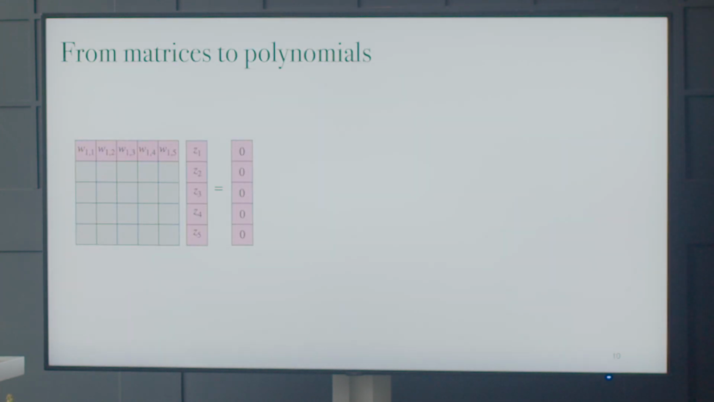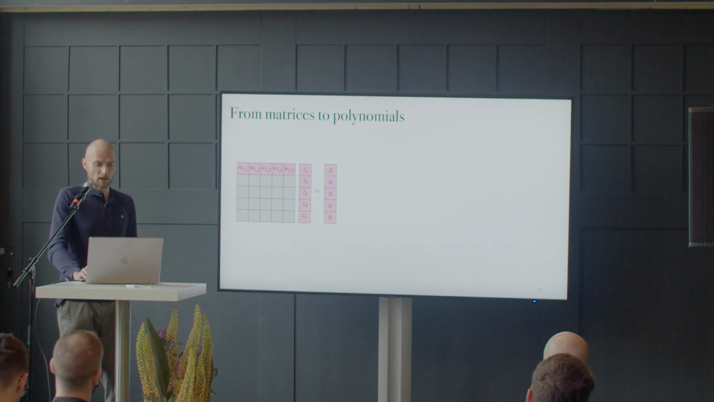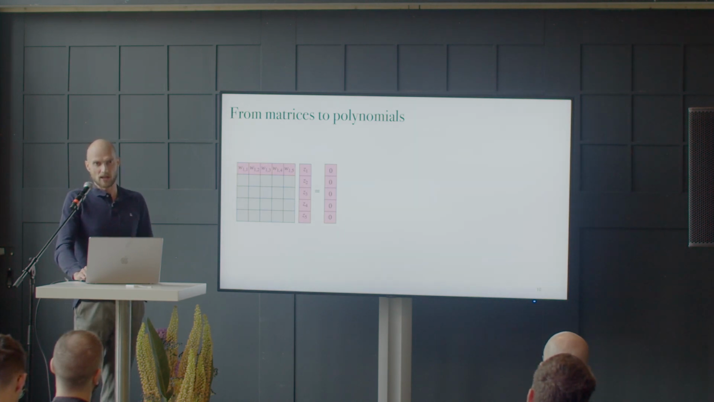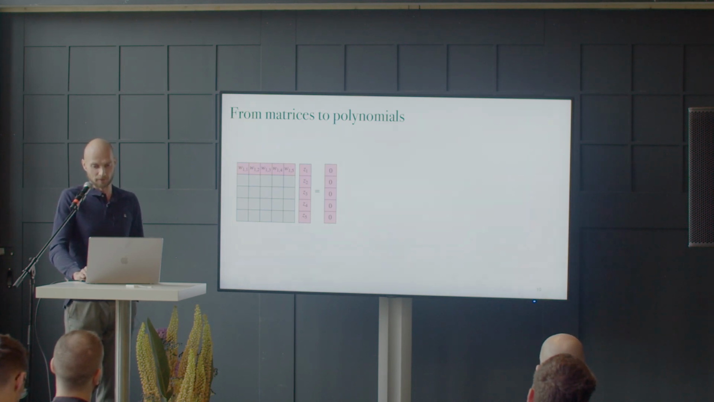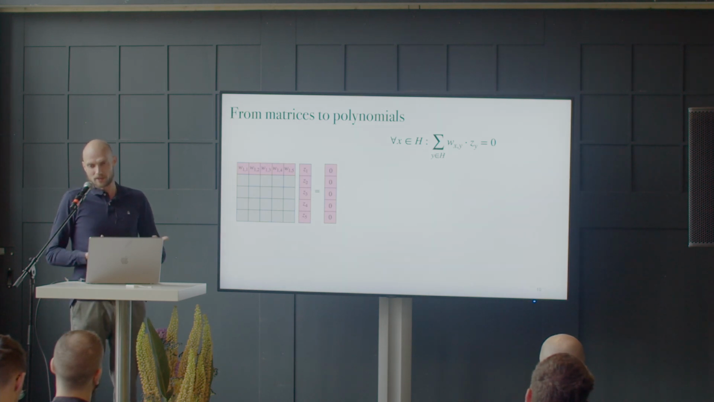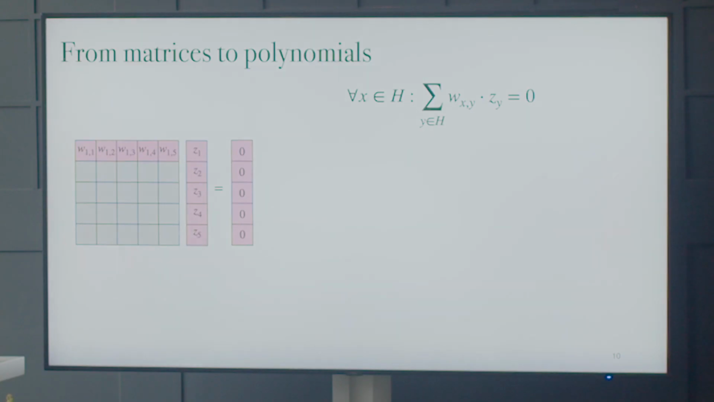Okay, so let me briefly discuss how we go from matrices to polynomials. We have a matrix W and some vector Z, and we want their product to be 0. You know how the multiplication of matrices works, so what we require is that for all x in H, the sum over y in H of w_xy times z_y is 0.